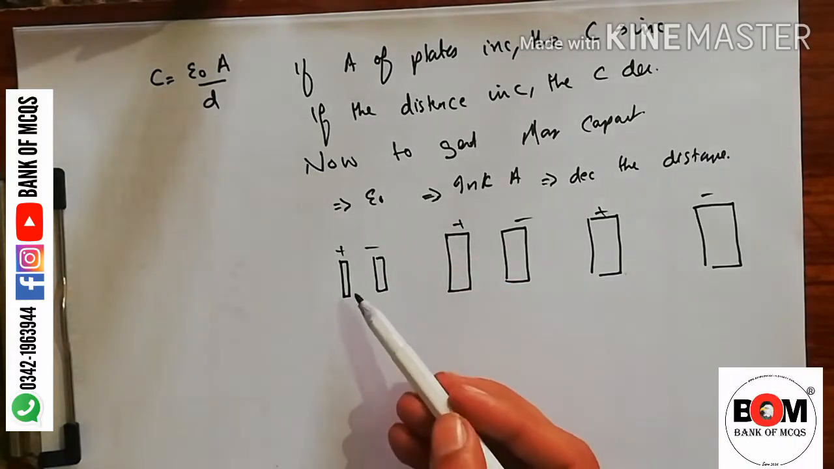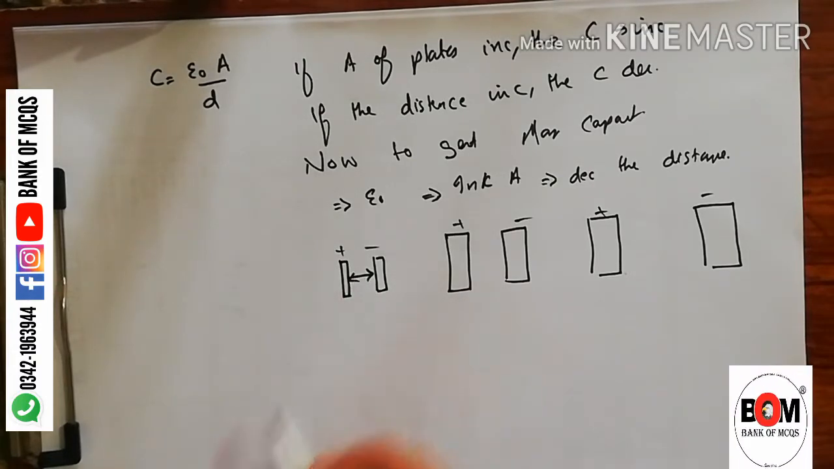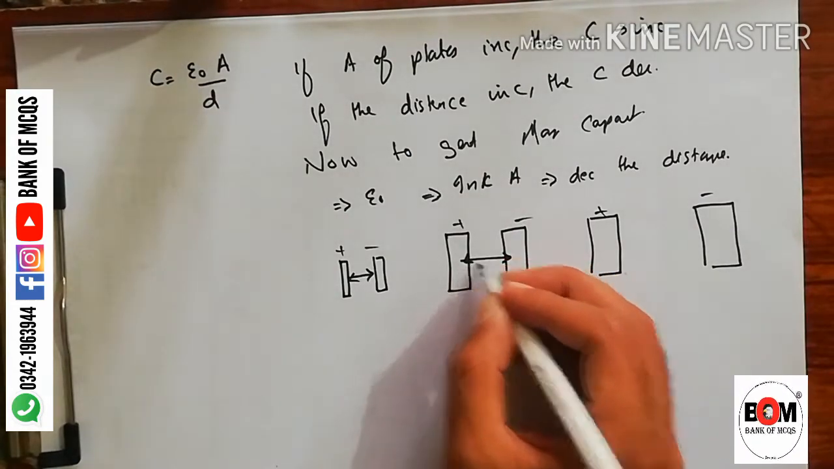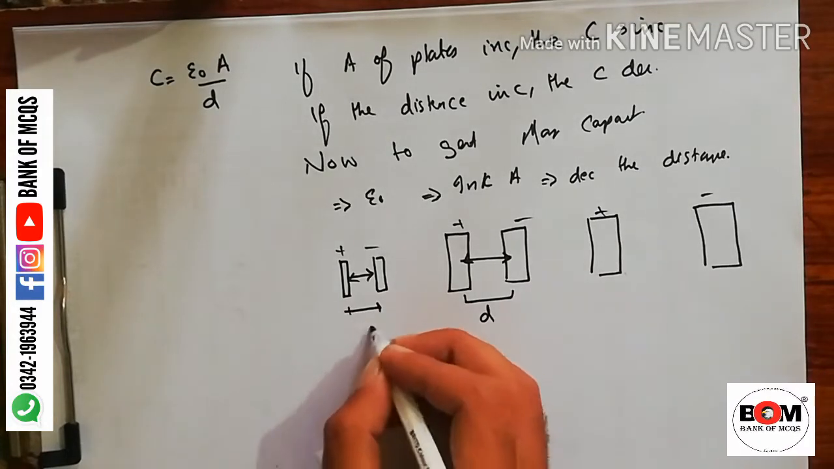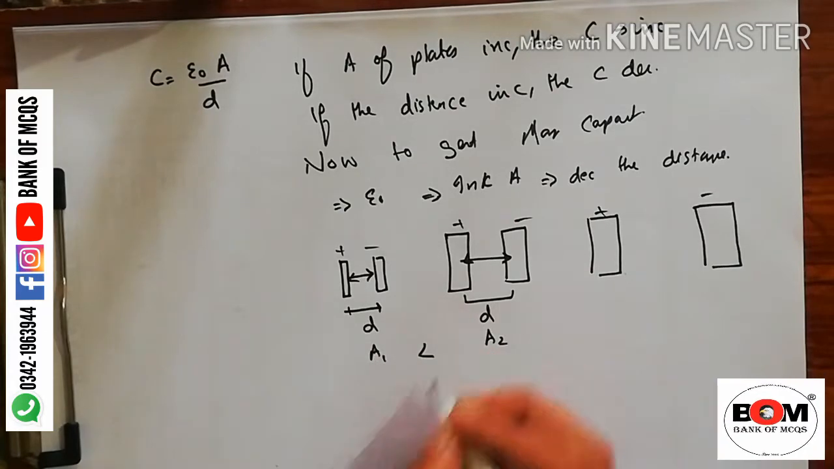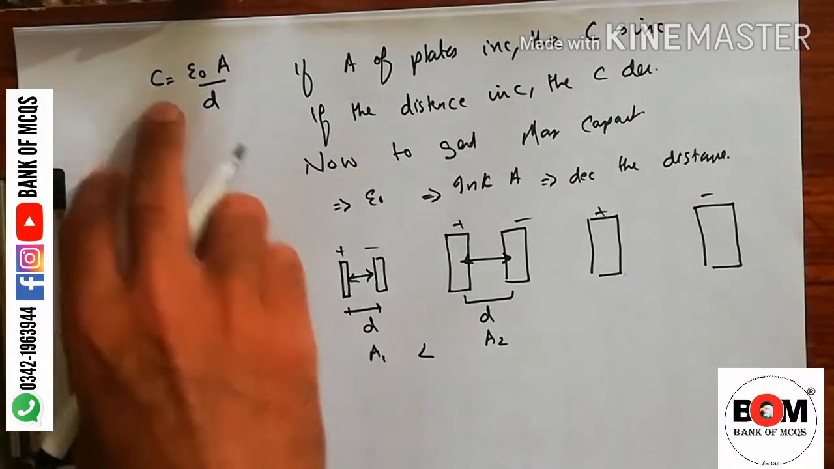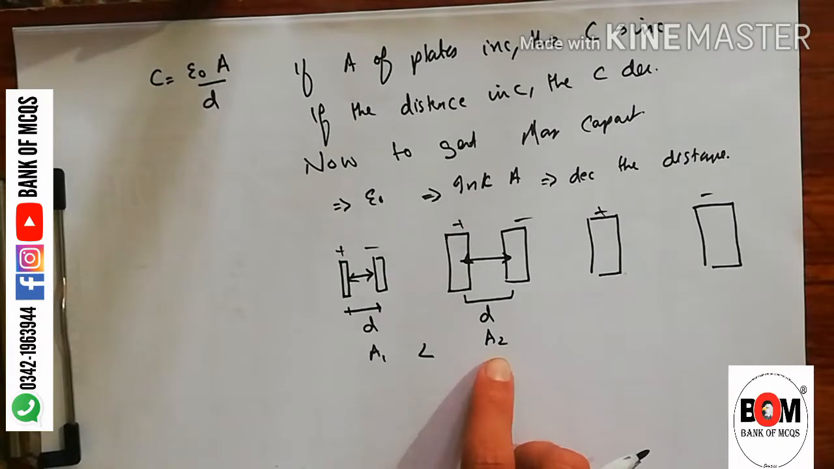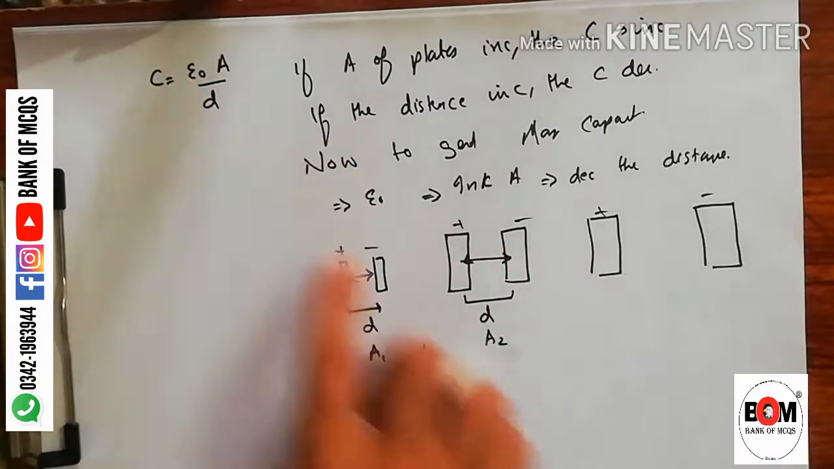So in the first case, the area is small and the distance is also small. In this second case, the D is the same as this. So D is the same, but this area is greater than this area. So if D is the same, then C depends on A. If this area is more, C will be more. So this area is more, so capacitor 2 has more capacitance than 1.